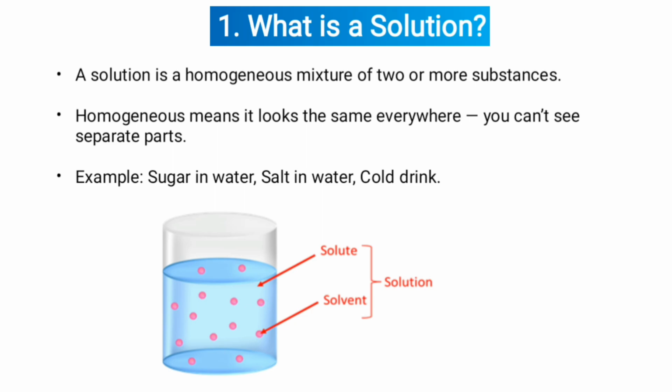First one is, what is a solution? My dear student, a solution is a homogeneous mixture of two or more substances. Homogeneous means it looks the same everywhere. You can't see separate parts. Example: sugar and water, salt and water, coloring and water. This is a solution in which solute and solvent are present. And a solution is formed by a combination of solute and solvent.